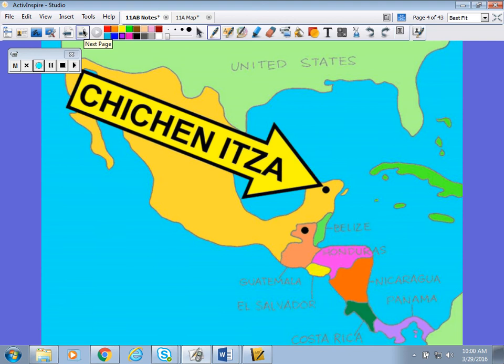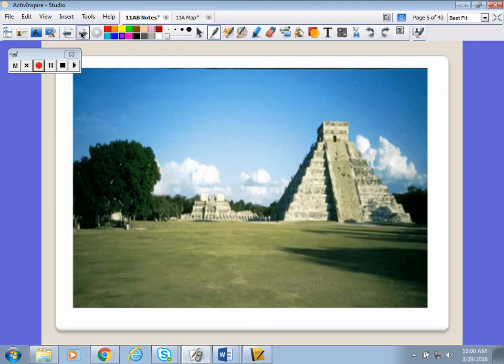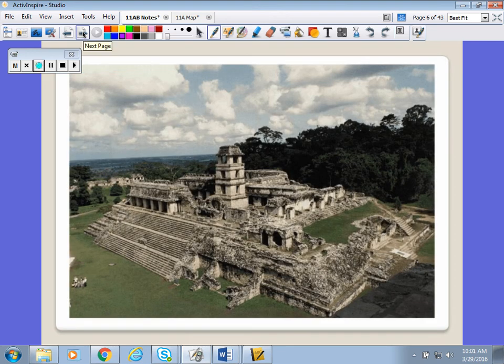Obviously, as you can see, Chichen Itza is out there on the end of the Yucatan Peninsula. A lot of pictures on this because Ms. Kessler was kind enough to give us pictures a couple of years ago, so I'll skip through slides a little faster than usual, guys. These are some pyramids that you will see in the remains of Mayan civilization.